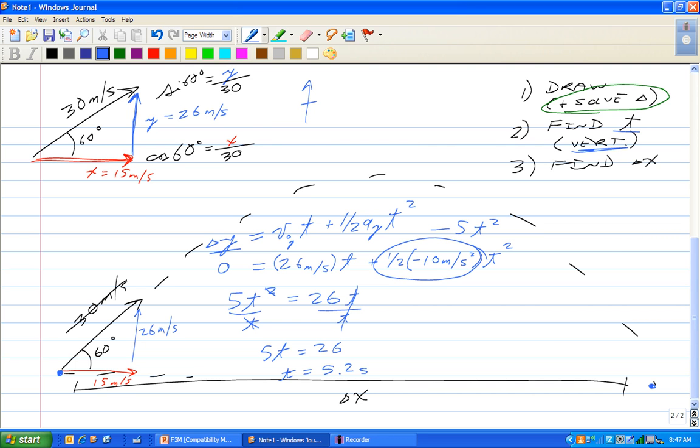Any questions on how we found time? So now we're going to go over here and we say, okay, how far does it go? Guess what equation we're using? Yep, same one. The change in the horizontal position equals the initial horizontal velocity times time plus 1/2 the horizontal acceleration times the time squared. Any of those terms going to go away?